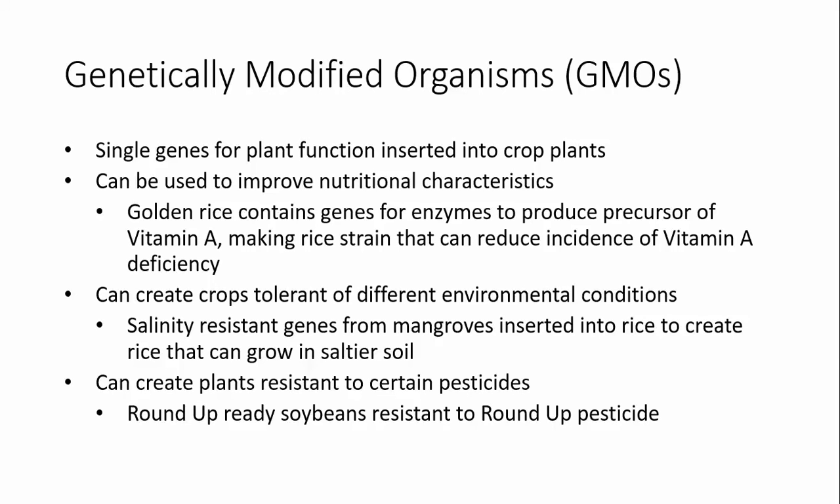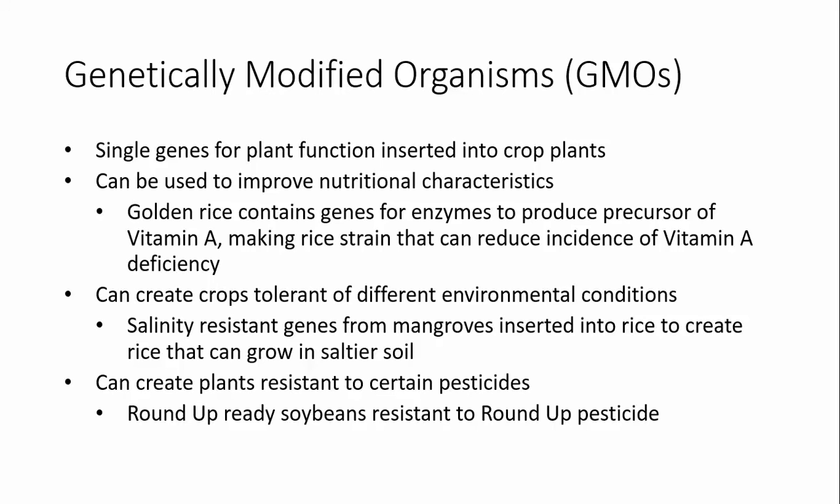You can also create crops that are tolerant of different environmental conditions from what they normally are. So, if you take AP Environmental Science at any point, or if you have taken it, you'll learn that we have problems with our cropland becoming saltier and saltier, high salinity. So what some scientists have done is they've taken some salinity resistance genes from mangroves, which grow in like estuaries, which is a mix between salt and fresh water, and they've inserted those genes into rice to create rice that can grow in soil that is much saltier than they normally can. So it doesn't matter that we've messed up some of our farmland by making it saltier. We can still grow stuff there.